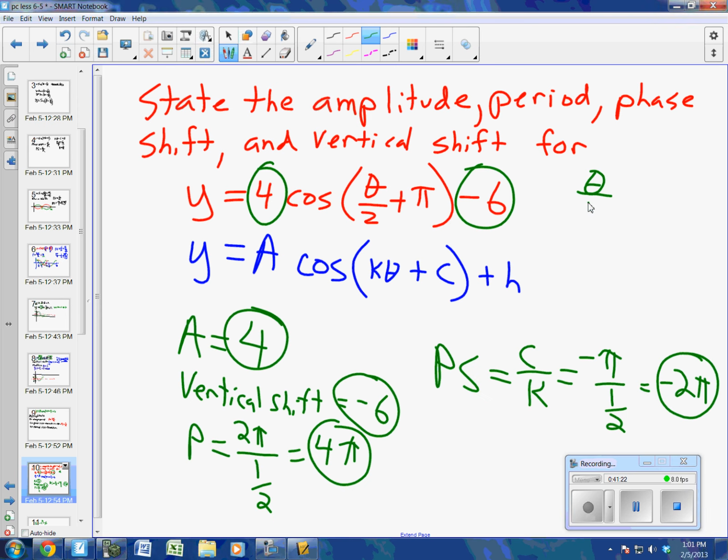Got to turn it on for those at home. Theta divided by 2 is the same thing as 1/2 theta. Therefore, k is 1/2. Got it? Okay, so we have, once again, I'm just going to review this.